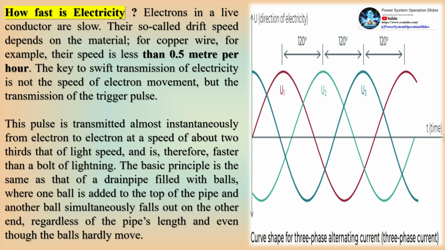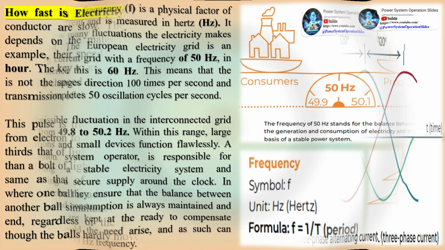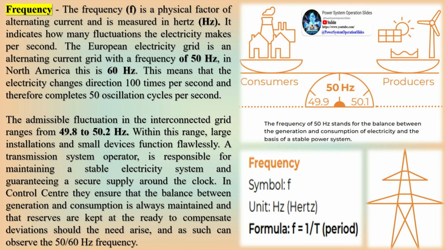How fast is electricity? Electrons in a live conductor are slow. Their so-called drift speed depends on the material. For copper wire, for example, their speed is less than 0.5 meter per hour. The key to swift transmission of electricity is not the speed of electron movement, but the transmission of the trigger pulse. This pulse is transmitted almost instantaneously from electron to electron at a speed of about 2/3 that of light speed, and is, therefore, faster than a bolt of lightning.